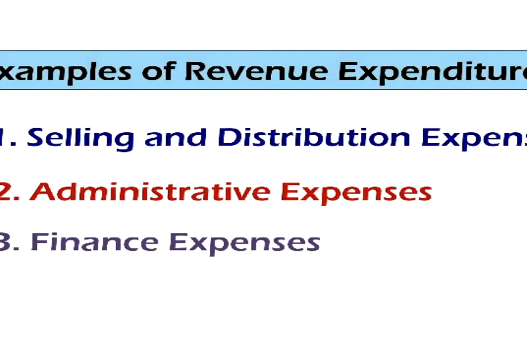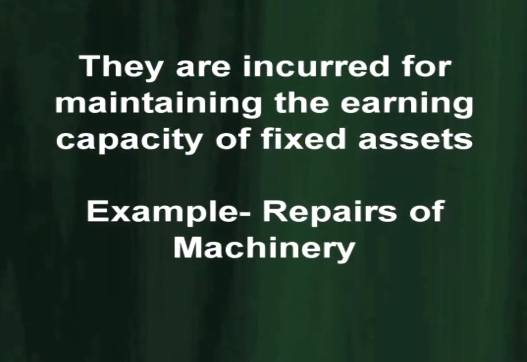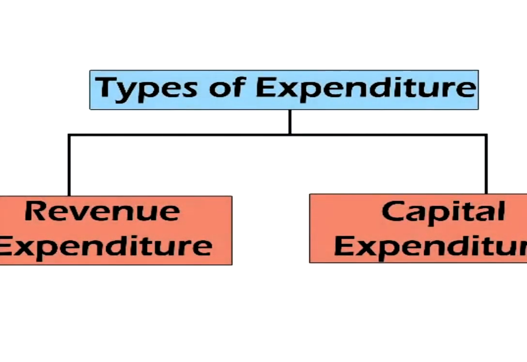Revenue expenditures are those expenditures which are charged to profit and loss account. They are incurred for the following reasons. First, to trade off business, that is for running the business. Such expenses are selling and distribution expenses, administrative expenses and finance expenses. Secondly, they are incurred for maintaining the earning capacity of fixed assets. Example, repairs of machinery.